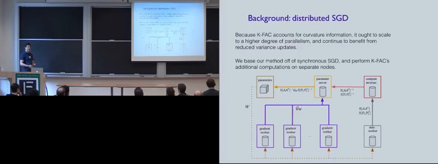In particular, aggregating statistics of the activations and the activation derivatives, and computing the inverses of these covariance matrices. And we do that in parallel on a separate set of worker nodes. And so all of the additional computation can be done on a separate set of nodes. So in effect, if you have unlimited parallel resources, then there's basically no computational overhead compared with standard SGD.